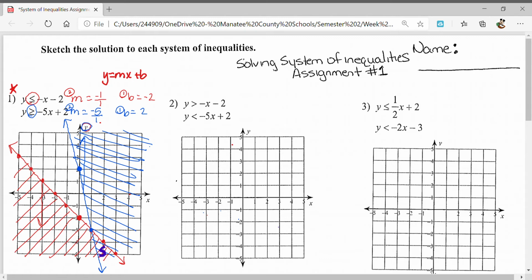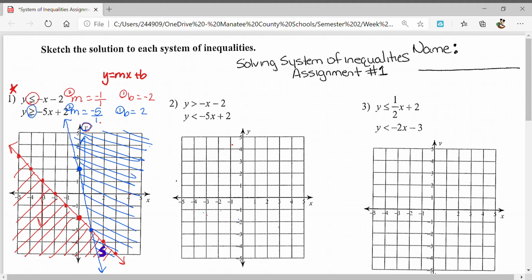The one in blue, again, we wrote m equals, b equals, plotting the y-intercept of +2, and then using your slope -5/1, so it's down 5 to the right 1. And for your line, it's greater than or equal to, so you have extra ink for the sign, so you need extra ink for the line. So you do a solid line with shading above, so that's everything in blue.